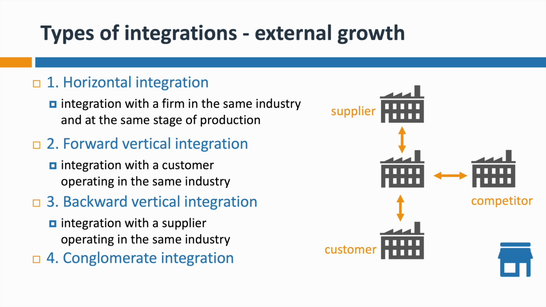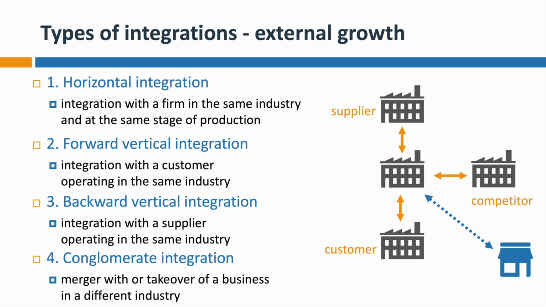The last one is conglomerate integration, and here I specifically picked a picture which is completely different and has a different color because I would like to represent that conglomerate integration is a merger with or takeover of a business in a different industry. So in a way, you're merging or integrating with a completely unrelated business. So in a way, you're diversifying, and this is the most risky type of integration out of all of these because of this unknown factor that you are entering a business or an industry where you have no experience whatsoever.